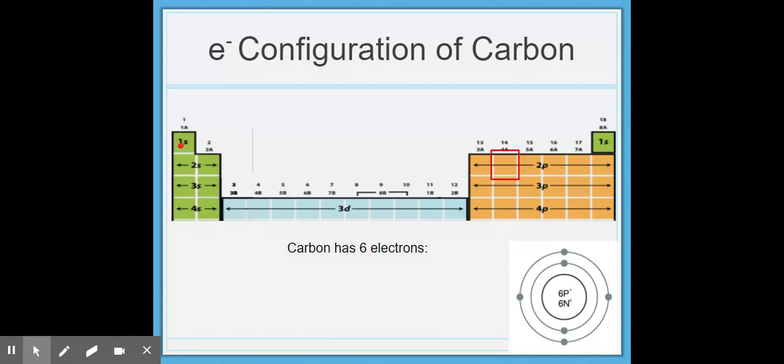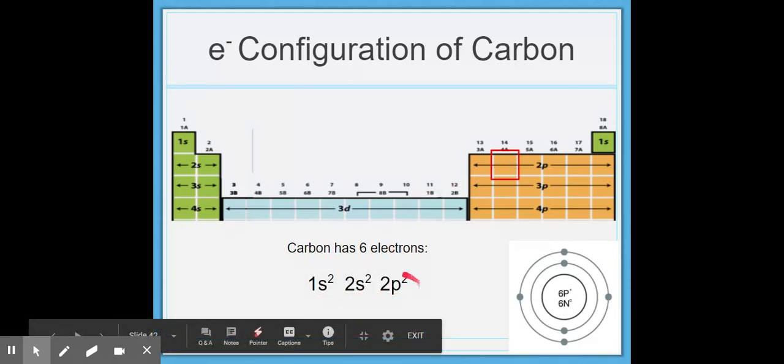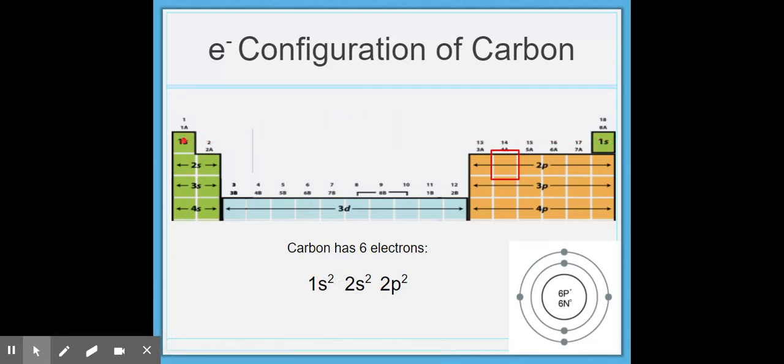Well, here's 1s1, then we're at 1s2, so there are 2 1s's. Then we're at 2s, so 2s1, 2s2, 2p1, and 2p2. So again, this is what an electron configuration looks like. How did we find that? You have to remember that we read it from left to right. From 1s over here, I jumped over here, then I went to 2s, and then I jumped over to 2p.